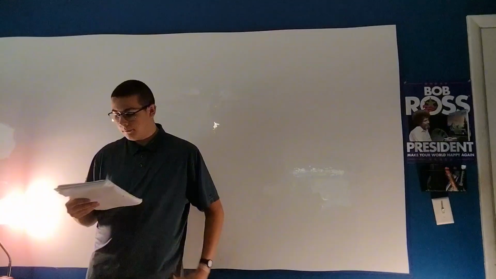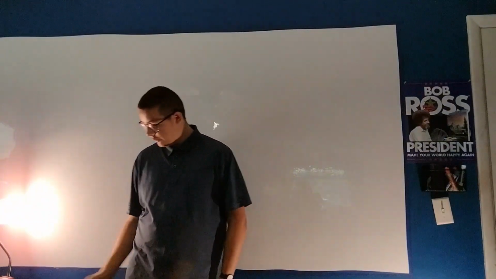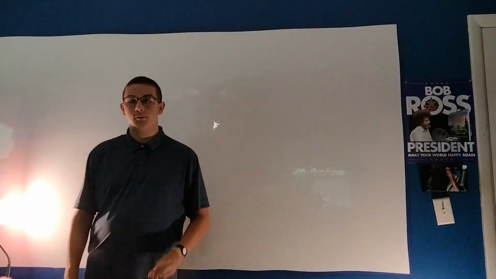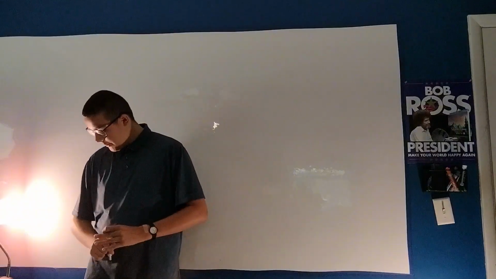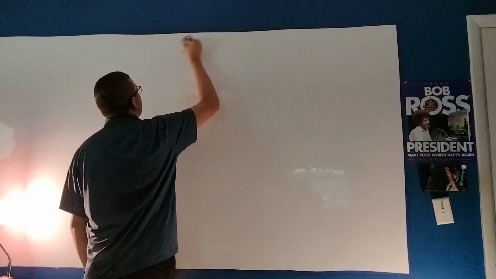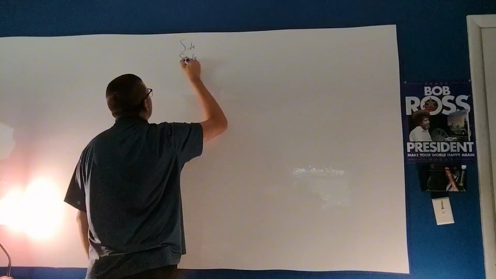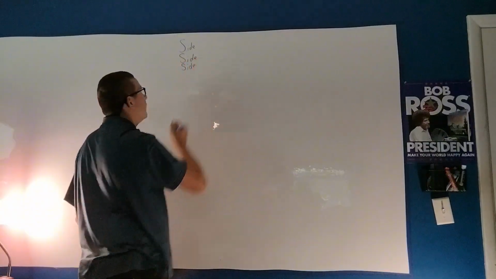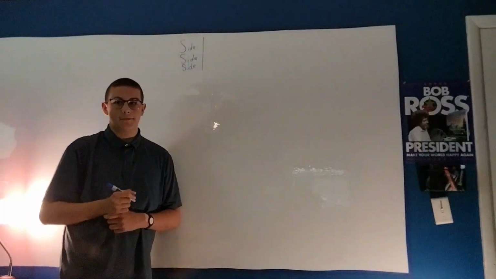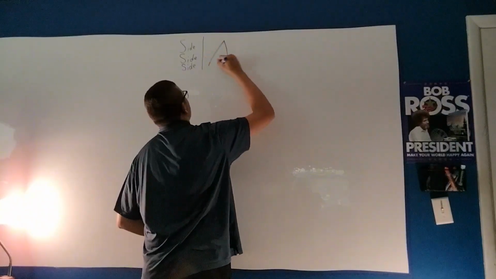Chapter 4, proofs. So when proving, there's going to be 5 ways to prove that two triangles are congruent. You're going to be able to prove through number 1, side, side, side. You have to prove that all 3 sides of the triangle are congruent.